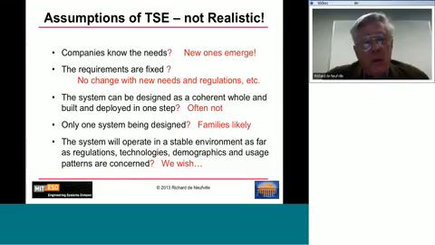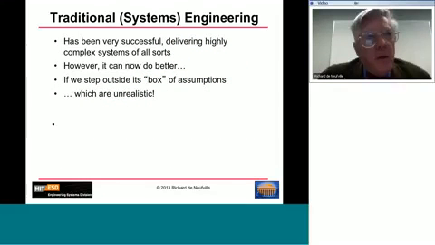Basically, what I'd like to leave you with at this point is that the assumptions behind the traditional procedures of traditional systems engineering are unrealistic. That doesn't mean that traditional systems engineering hasn't been working well. It has been very successful. What's remarkable is that over the last 50 or 60 years it's delivered highly complex systems of all sorts. But the issue I'd like to put forward to you is that we can now do better. And we can do better if we step outside the constraints, the box of the assumptions which are unrealistic.